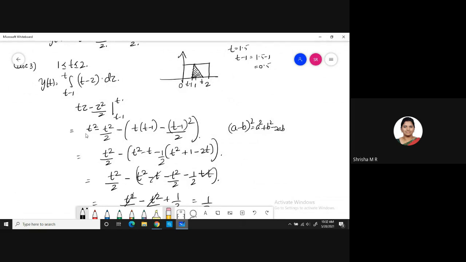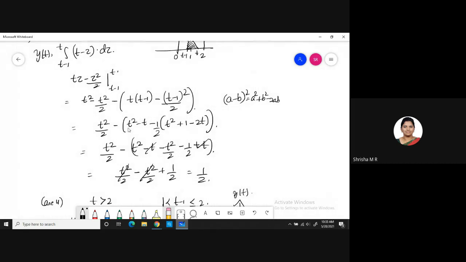So t square minus t square by 2 will be t square by 2 only. Minus, multiply this, t square minus t minus half into t square plus 1 minus 2t. This is of a minus b whole square form. So now you try to multiply these. So t square by 2 minus t square minus t square by 2 minus half plus t. Because 2t by 2 minus into minus plus, you will have t only.